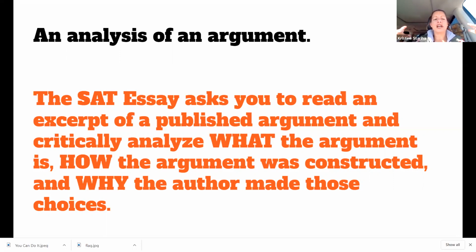And basically, you're going to look at 3 things in that argument. You're going to look at what the argument is, how the argument is constructed, and why the author made those choices. So in many ways, you guys, this is so weird, but in many ways, the SAT essay is more reading than the SAT reading is, because it's asking you to critically read and then write about an argument.